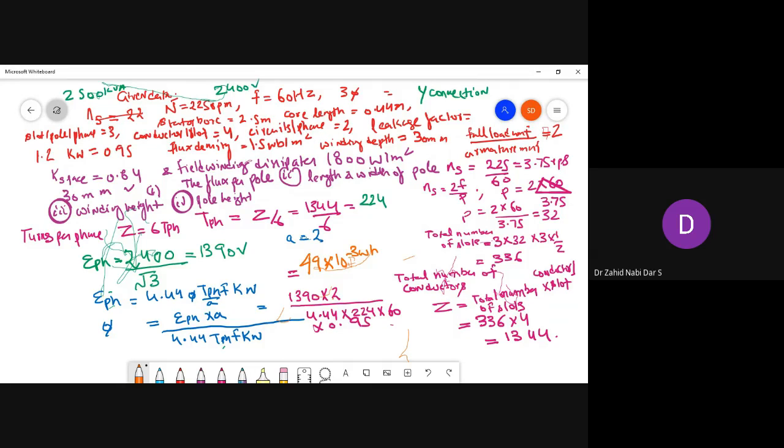Now the flux in the pole body would be equal to 1.2. You have to calculate the flux in the pole body. So this thing I'll rub over here, because we understood.